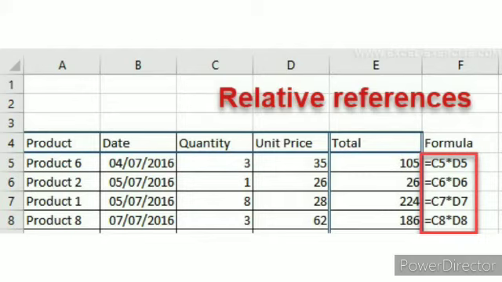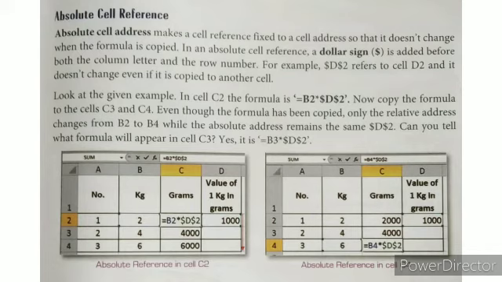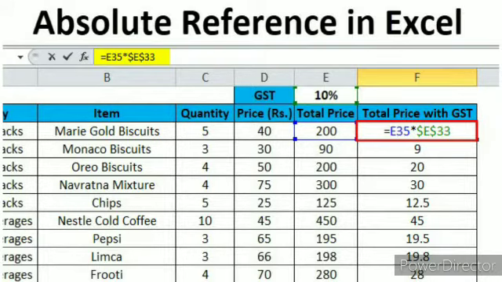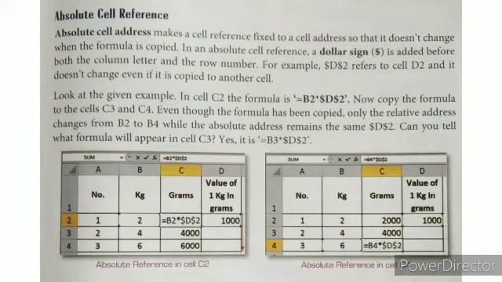Now next is absolute reference. Absolute reference means if I copy the formula from one cell to another, my cell addresses will not change. In this we will use the dollar sign. In absolute cell reference, a dollar sign is added before both the column letter and the row number. For example, if I want to select cell D2, I will write $D$2. It means it will not change when we copy it to another cell.